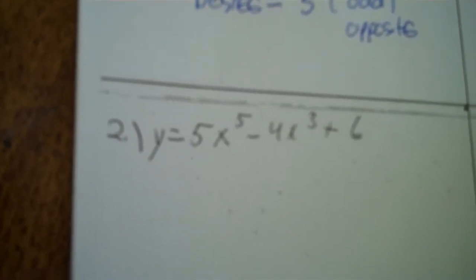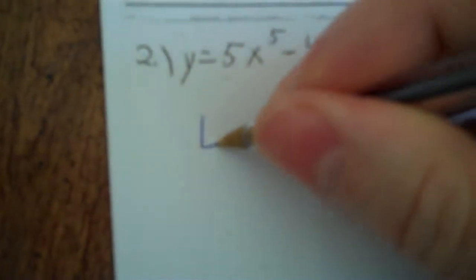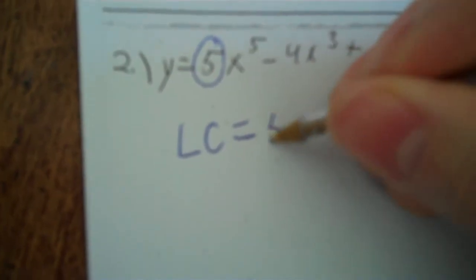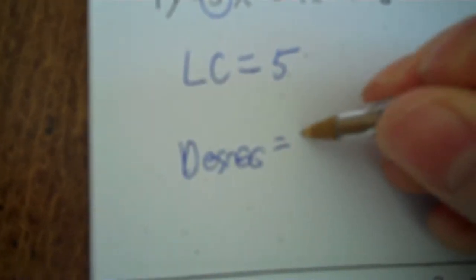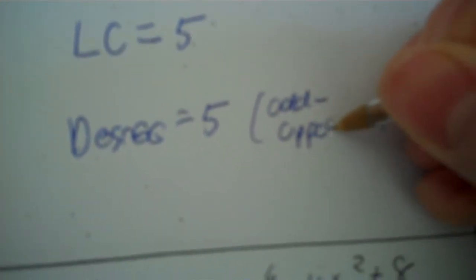Y equals 5x to the fifth power minus 4x to the third power plus 6. Leading coefficient is this 5 right there, and it's positive, so it will be positive infinity there, and the degree is 5. And if that's odd, I don't care if the degree is positive or negative, I care if it's even or odd. It's odd, so the end behaviors would again have to be the opposite. So that's positive infinity, this side would be negative infinity.